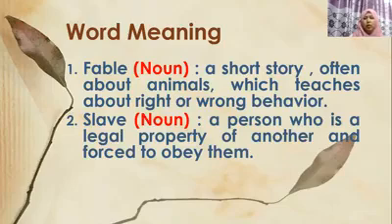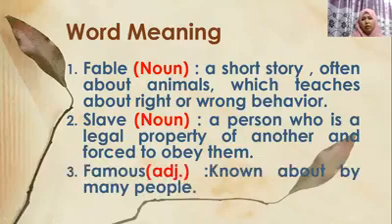So we see the next one is slave. Slave is also a noun. It means a person who is a legal property of another and forced to obey them. In the past, many persons, actually the poor people, worked as slaves. So this person had to do some work which their owner wished. Okay, next word is famous. Famous is an adjective, you see. The meaning of famous is known about by many people.